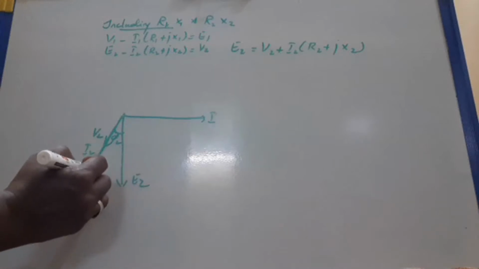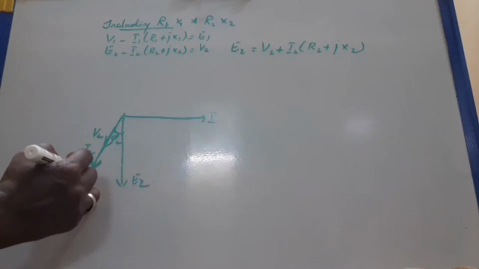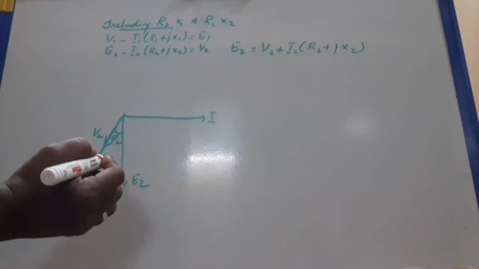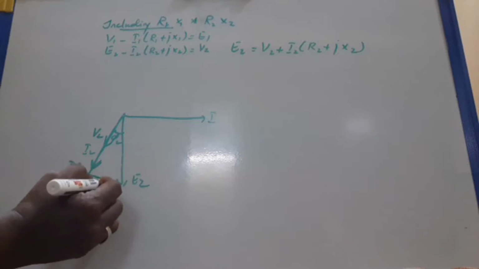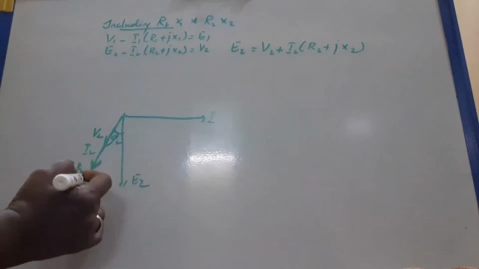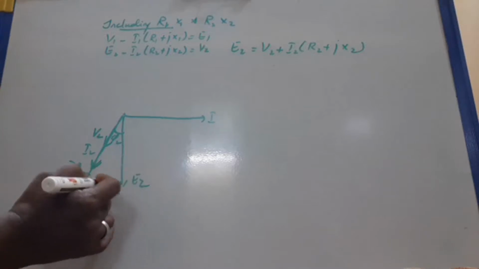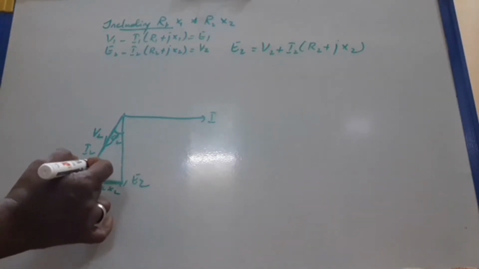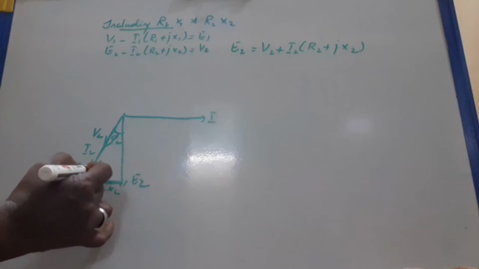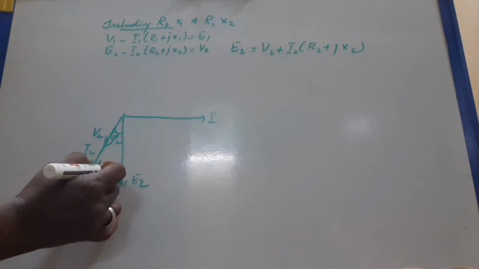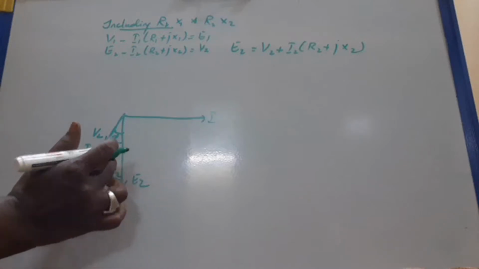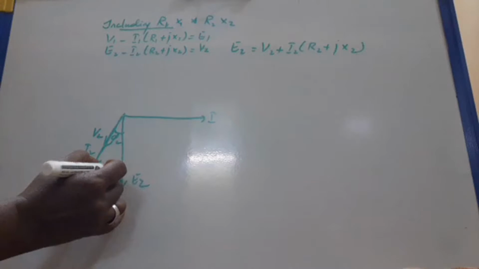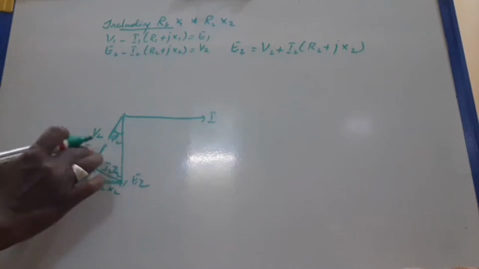In the direction of I2, you have to draw I2 R2. Perpendicular to I2 R2, we should draw I2 X2. So joining this I2 R2 plus I2 X2 gives I2 Z2. So E2 minus I2 Z2 gives that V2.